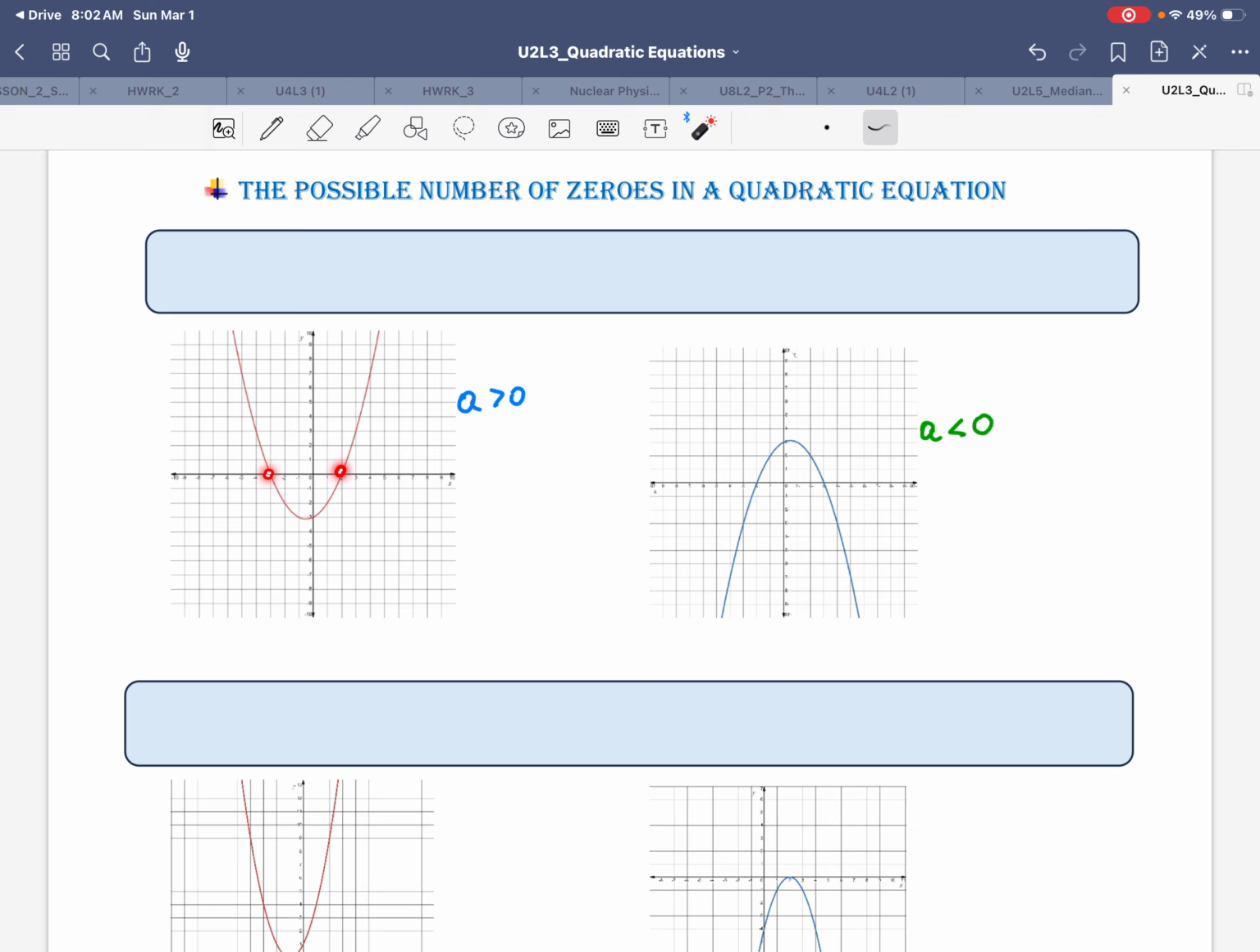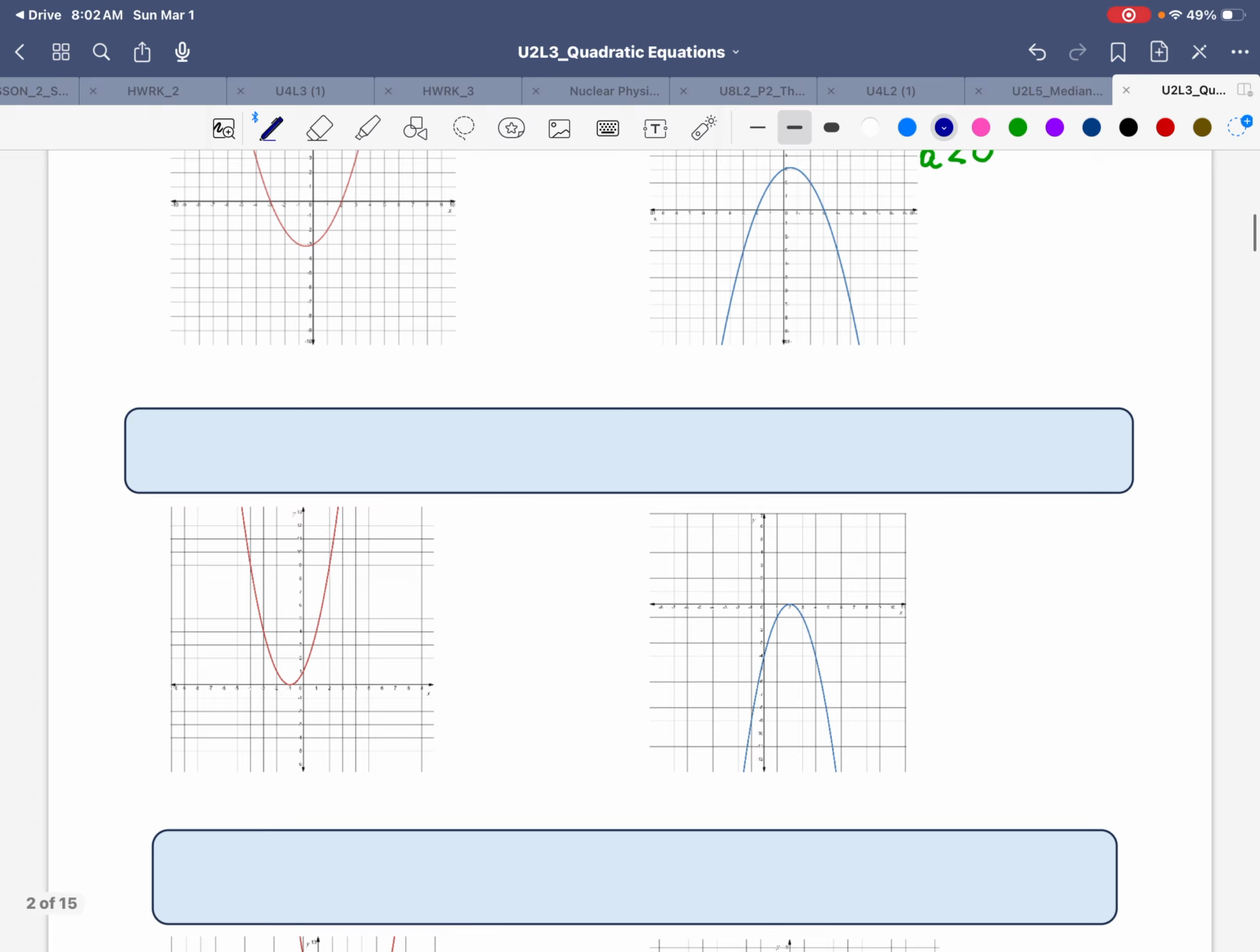So as you can see here, the graphs intersect the x-axis at 2 points. So we're going to say that the equations of functions represented by these graphs will have two real, distinct, meaning different, zeros or x-intercepts.